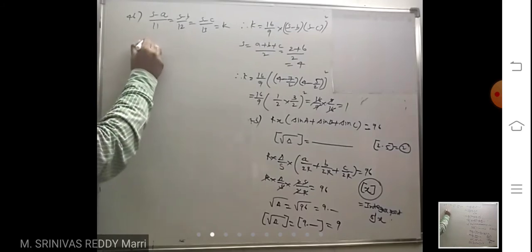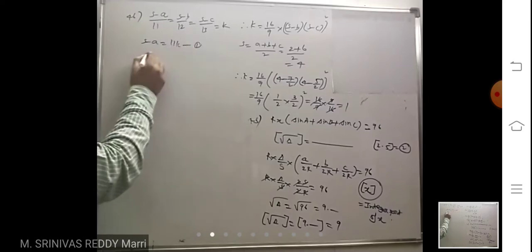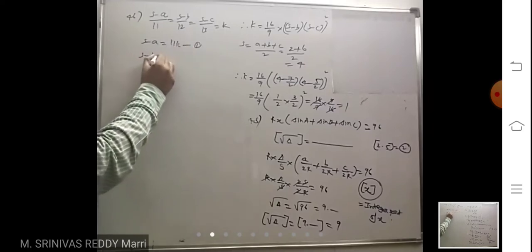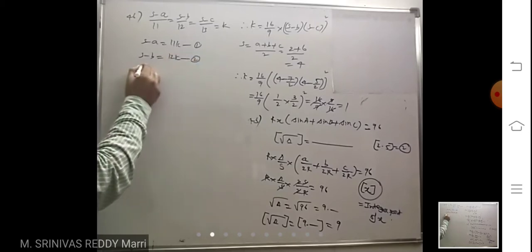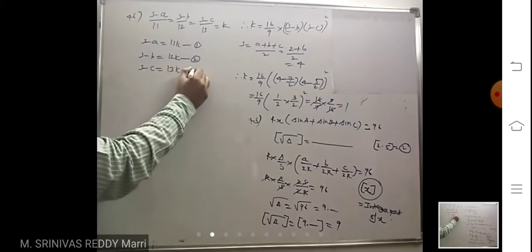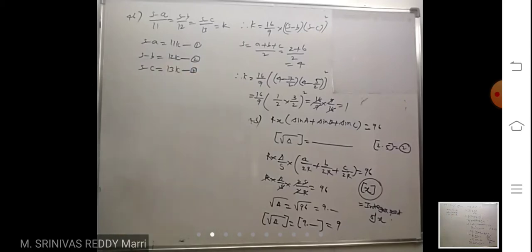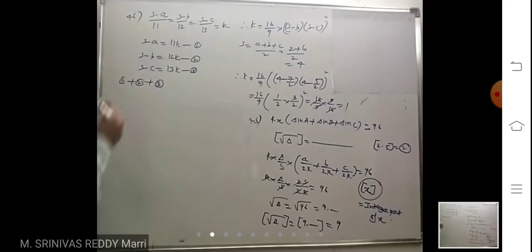Okay. So therefore, S minus A equals 11K. First equation. S minus B equals 12K. Second equation. S minus C equals 13K. Third equation. Right? Tan square A by 2 value you want. First add these three and calculate S. You have seen these models.